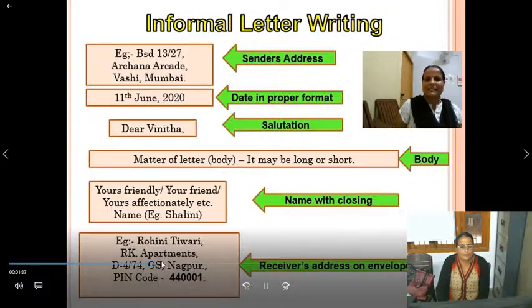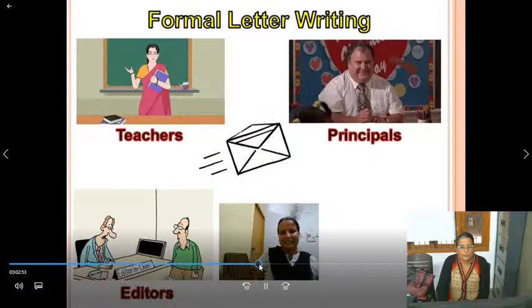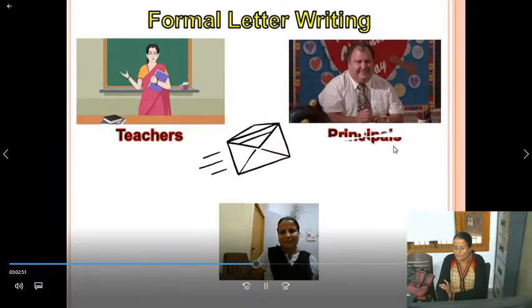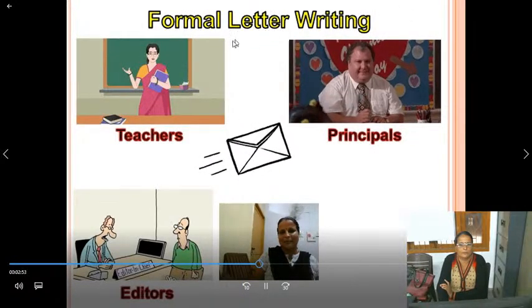This is informal letter writing, so we are not going to discuss informal letters now. You can just refer to it in your class group, because it is self-explanatory. You can see myself here, so I have explained everything. Once again, you can see formal letter writing.